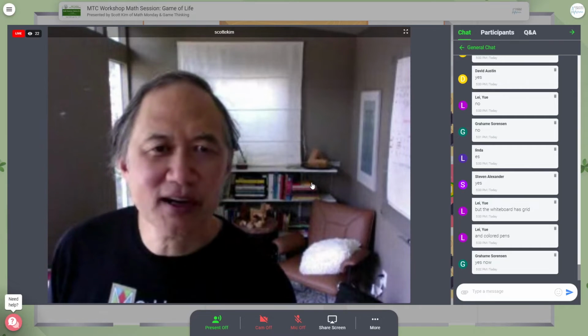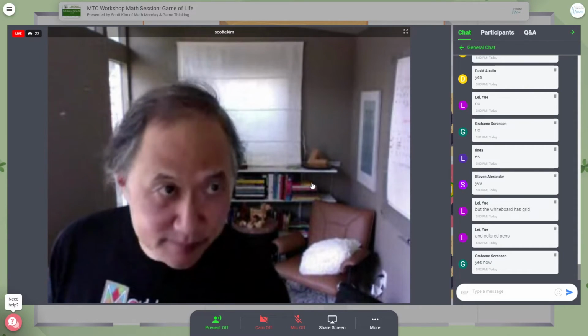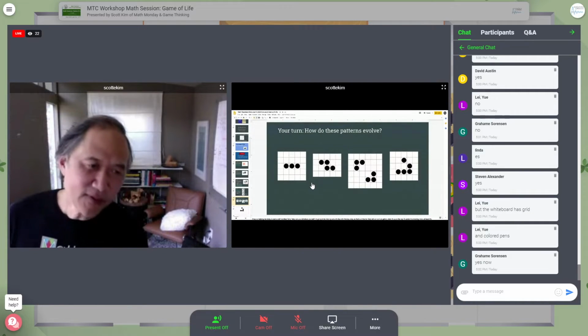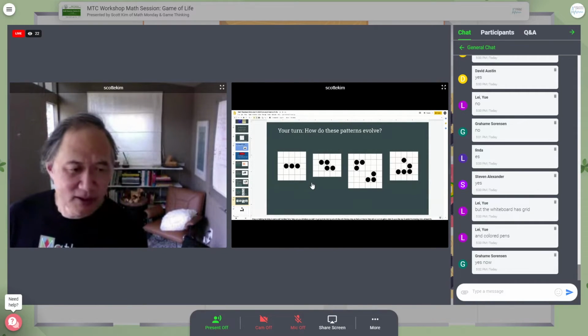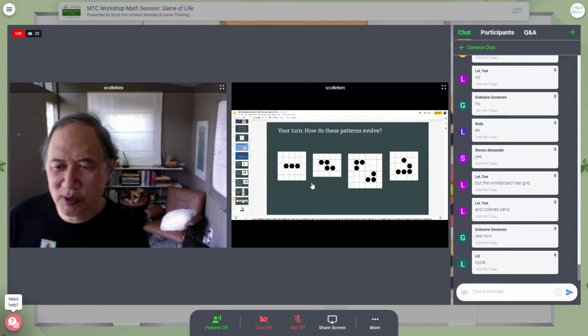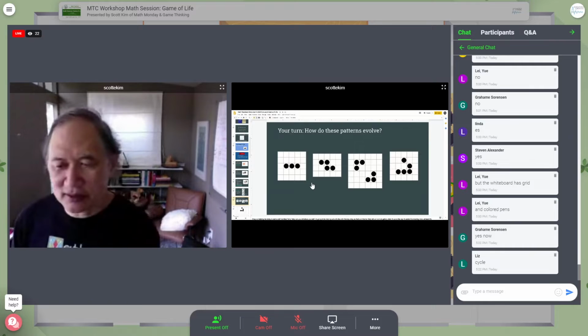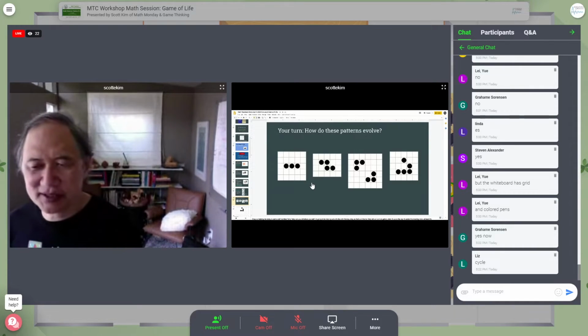And you can type your answers in the chat. So for this first pattern, what did it do? What is it? What's the fate of this first pattern? The 3 in a row one. You can type it in the chat. Cycle. Yes, that's right.